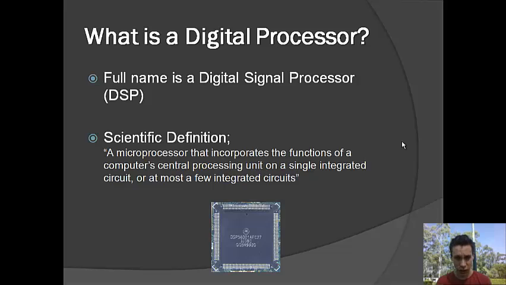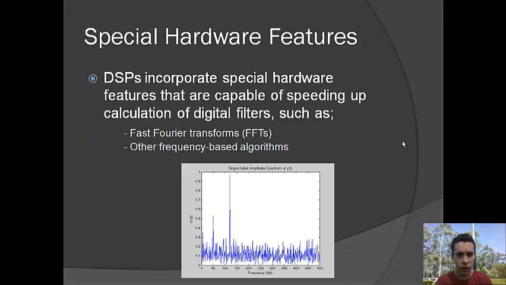The scientific definition of a DSP can be stated that it is a microprocessor that incorporates the functions of a computer's central processing unit onto a single integrated circuit, or a few of them. So DSPs actually incorporate special hardware features that are capable of speeding up calculation of various different digital filters, some of which include fast Fourier transforms and other frequency-based algorithms. As you can see below is a basic graph of a fast Fourier transform.